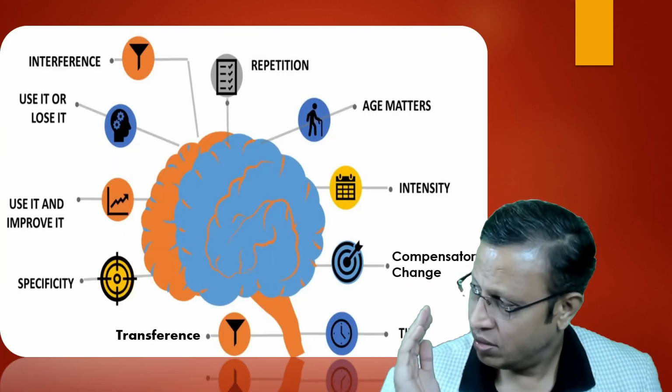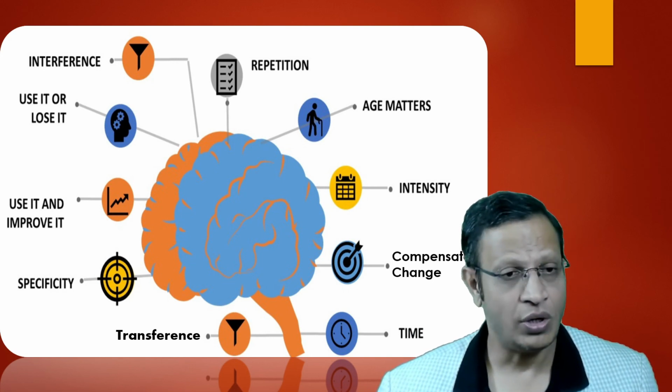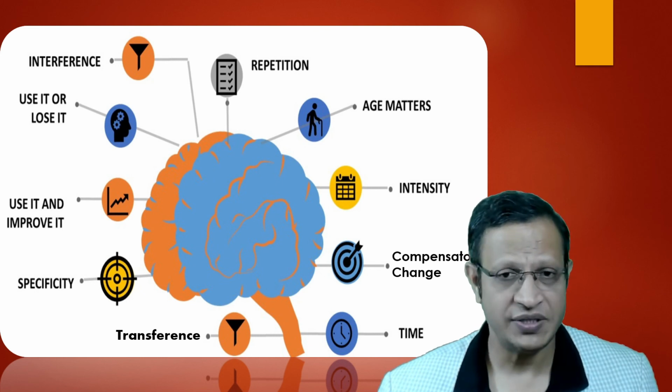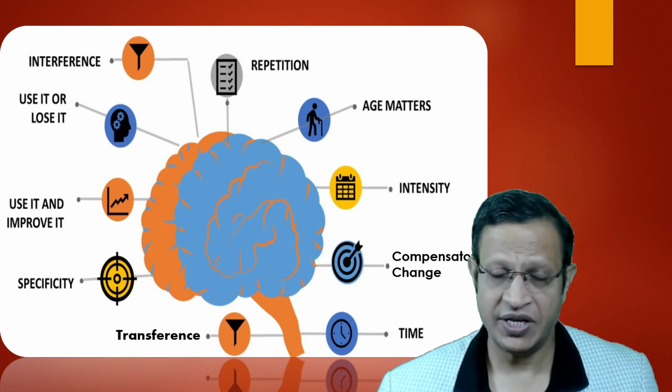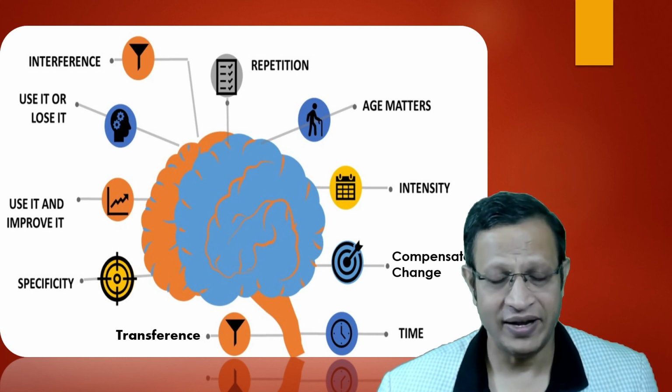To conclude, the 10 important neuronal plasticity principles are: use it or lose it, use it and improve it, specificity, repetition, interference, age matters, intensity, compensatory change, time, and transference, my dear friends.